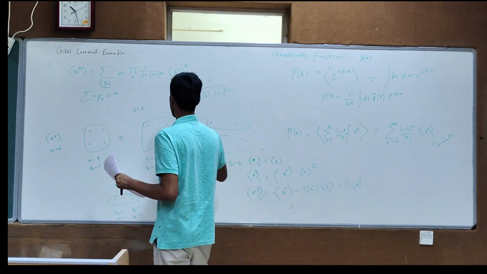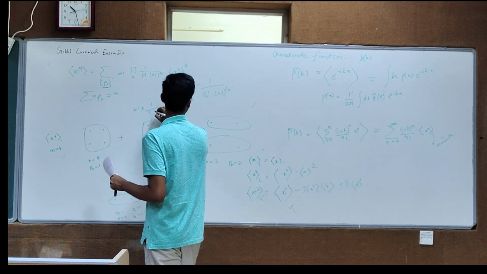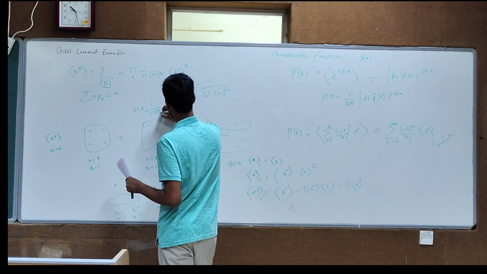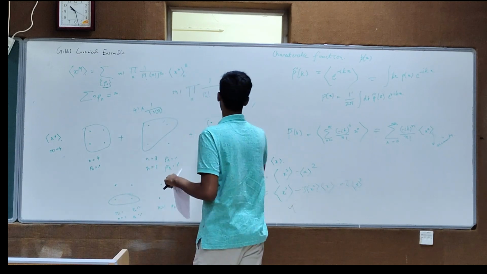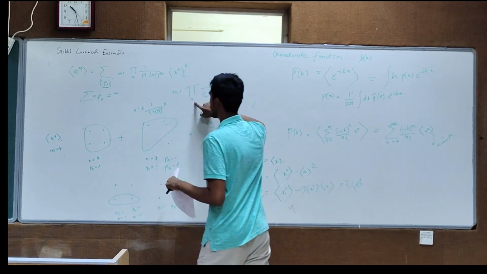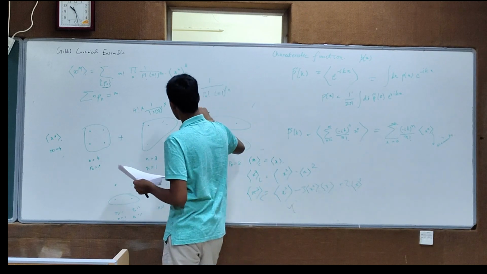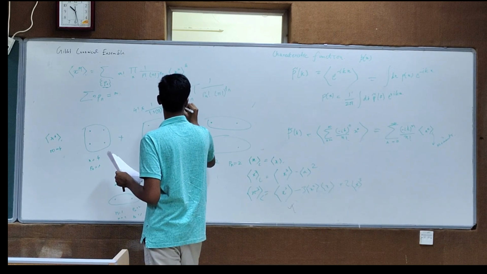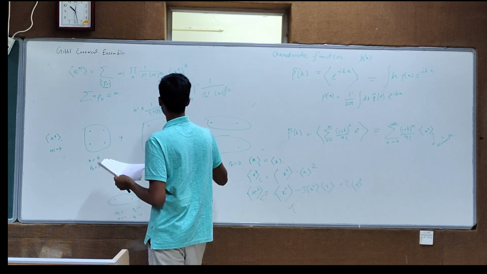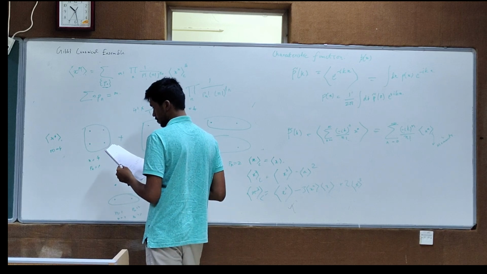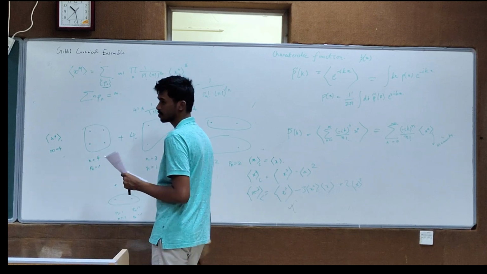What is Pn? Pn is 1, so 1 by 1, and n factorial is 3 factorial, and Pn is 1, so power 1, into, now you take n equals 1, which is 1 by 1 factorial. So this comes out to be 4, and so the coefficient of this term is 4.